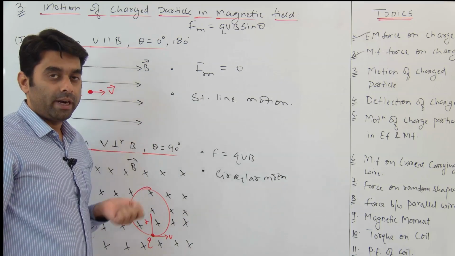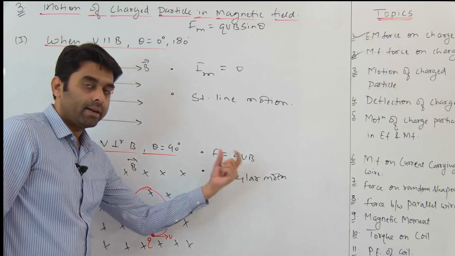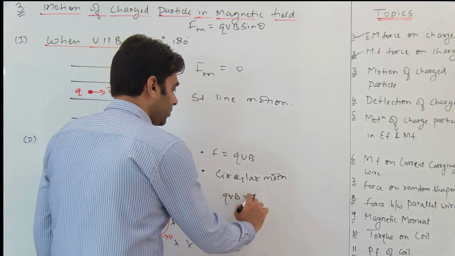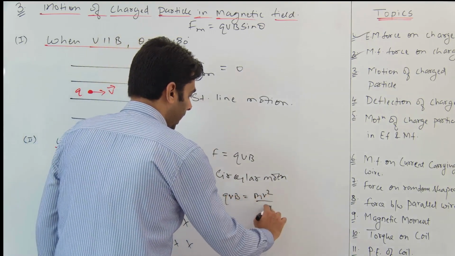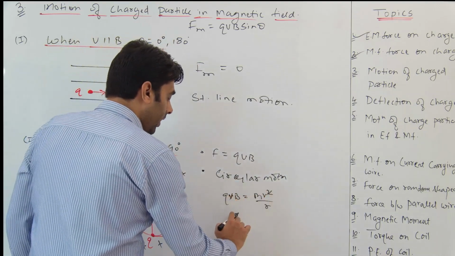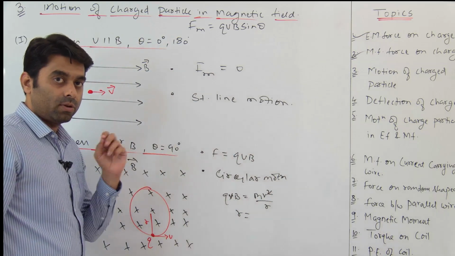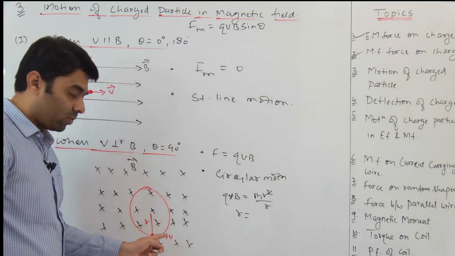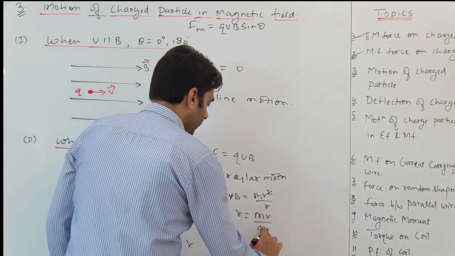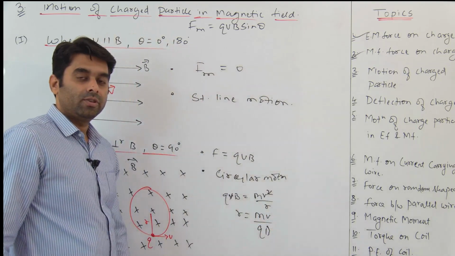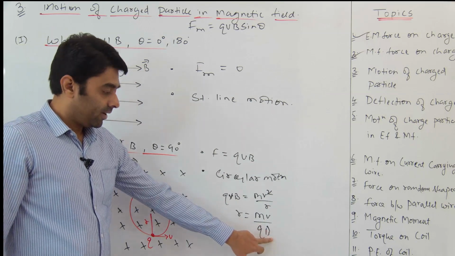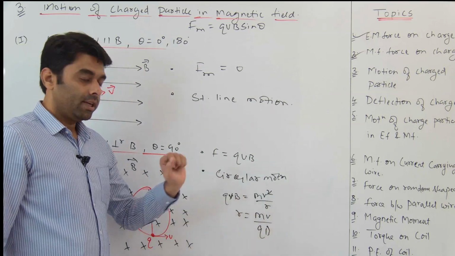Which force is providing the necessary centripetal force? The magnetic force is providing it. So qvB equals mv squared by r. When we solve it, v and v cancel out. The radius of this circular path can be given as mv by qB. mv by qB will be the radius of the circular path of a charged particle q moving in a magnetic field B with velocity v, right?